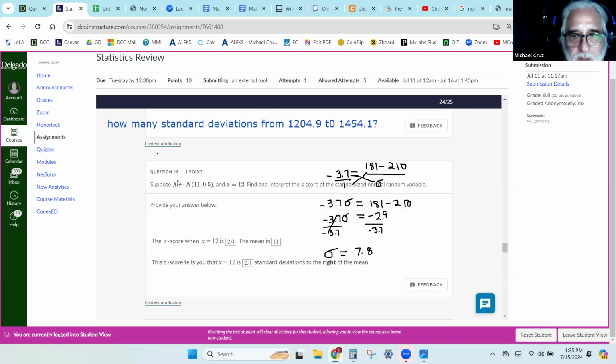All right, and this right here just means, the squiggle means approximately, normal with a mean of 11 and a standard deviation of 0.5. So that's just a notation. X is approximately normally distributed with a mean of 11 and a standard deviation of 0.5.